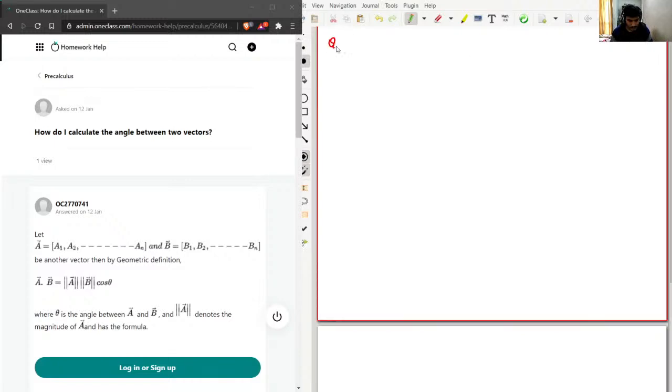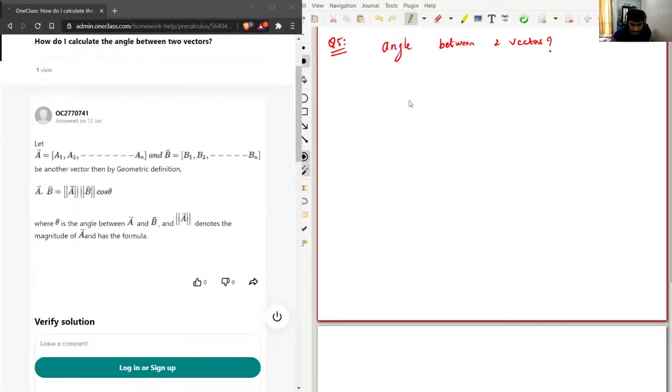So this one is Q5. So how do I calculate the angle between two vectors? First we'll go with the definition here.